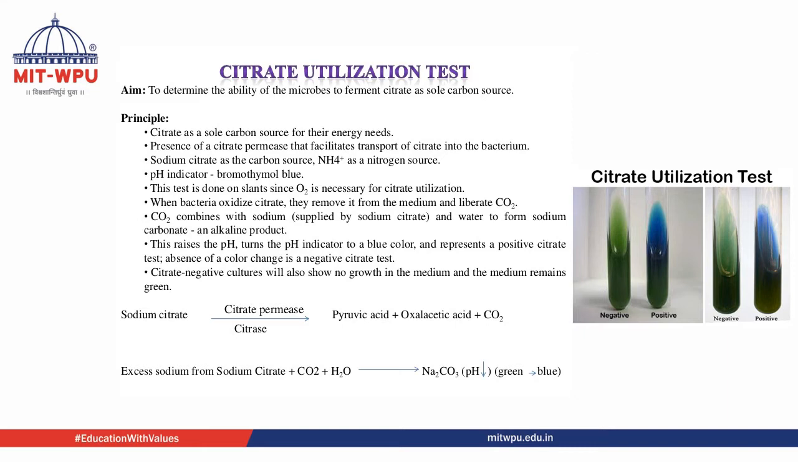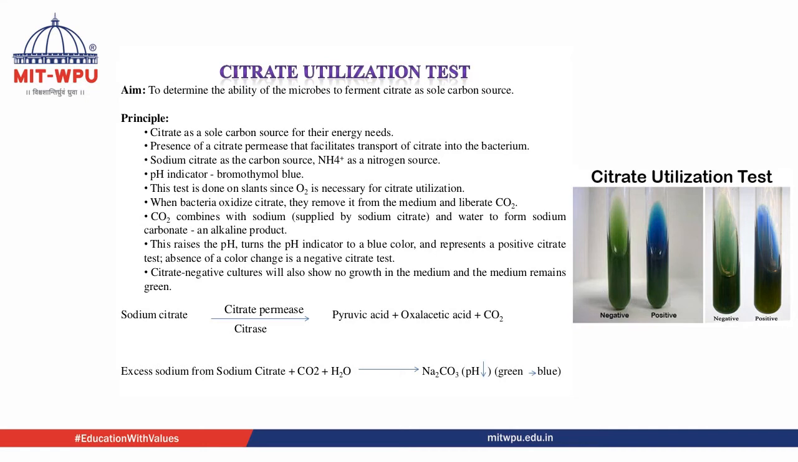The pH indicator mostly used here is bromothymol blue, like in the methyl red test we use the methyl red indicator. This test is done on the slant since O2 is necessary for citrate utilization. That's why it is done on a slant, while all other tests we perform in the test tube. That is the difference. CO2 combines with the sodium supplied by sodium citrate and water to form sodium carbonate and alkaline products. This raises the pH. The pH indicator is converted into blue color and represents a positive citrate test. Absence of color change is a negative citrate test.